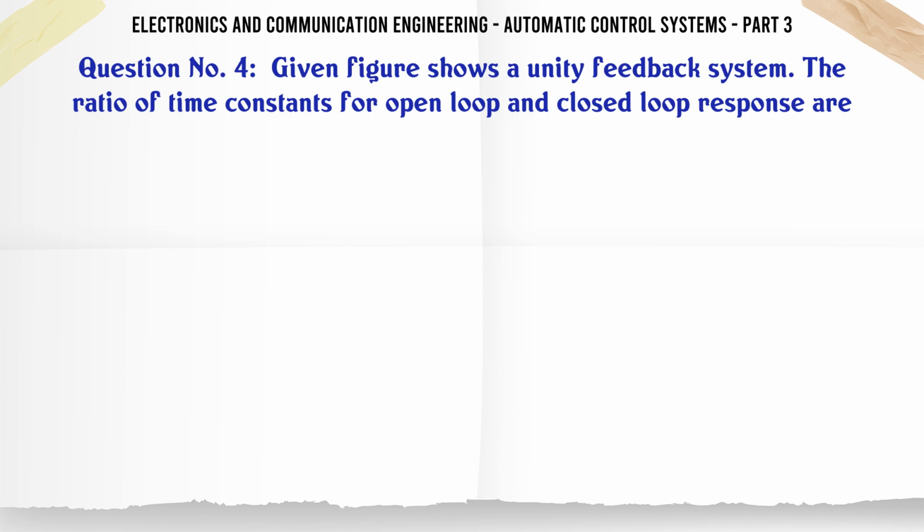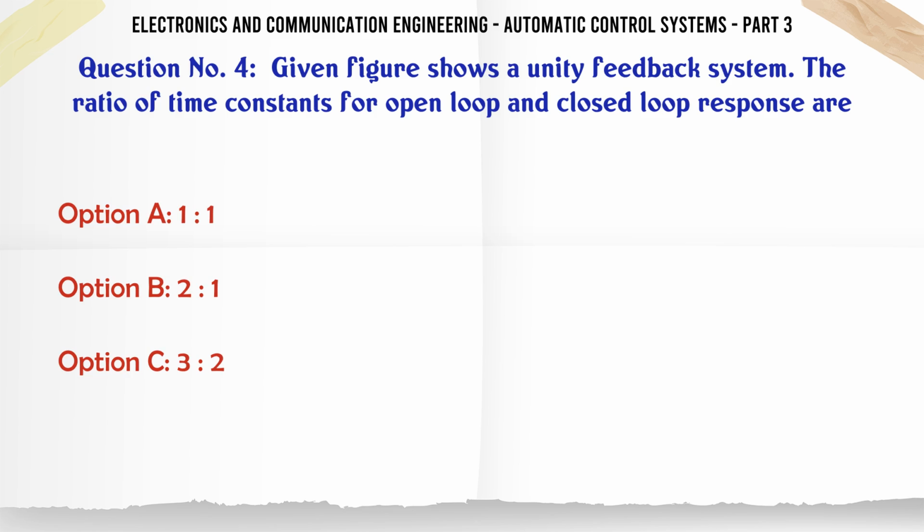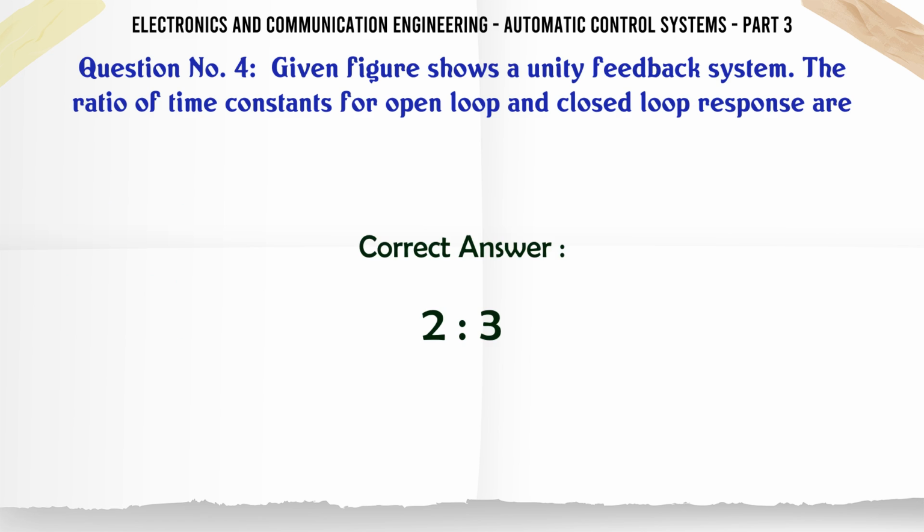Given figure shows a unity feedback system. The ratio of time constants for open loop and closed loop response are A. 1 1. B. 2 1. C. 3 2. D. 2 3. The correct answer is 2 3.